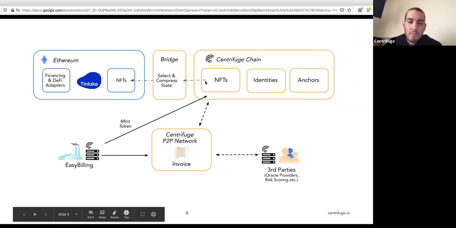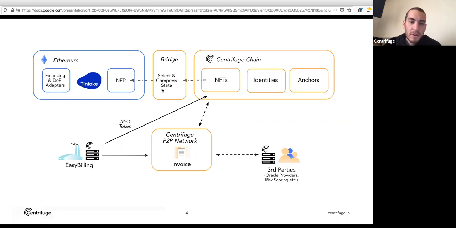It then mints an NFT that we push into Ethereum. This NFT has just the limited public information that you want to be able to price the asset, to evaluate the asset, and, most importantly, to track ownership of what happens to this invoice as you put it into Tinlake and have lenders invest in these assets.